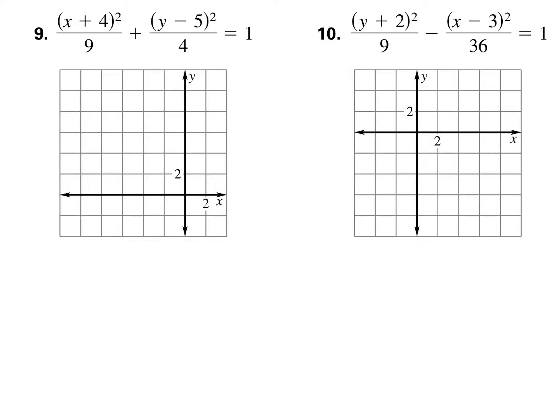Unit 10, Review, Part 4. So these are the last two problems that are on the front side of the review. So number 9 and number 10 both are graphing conic sections.